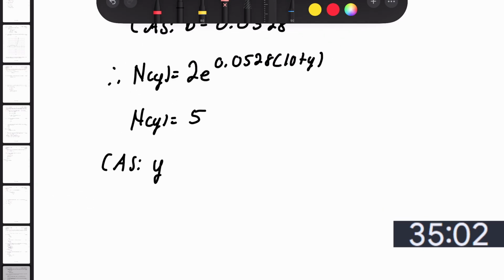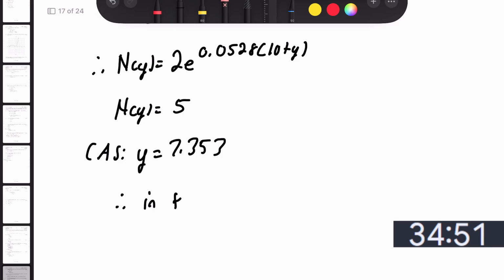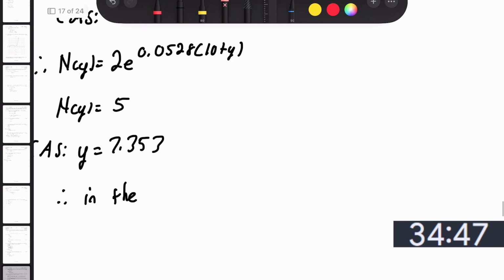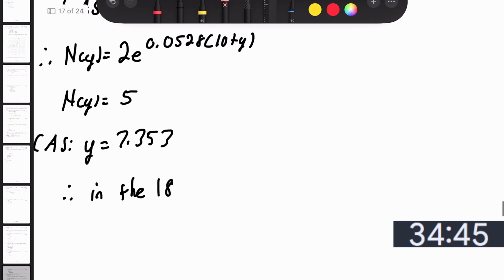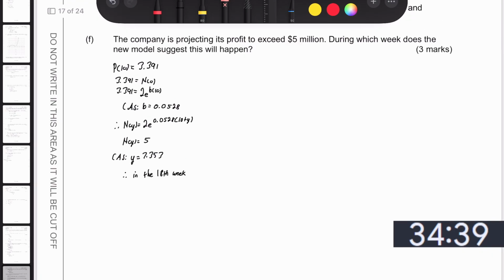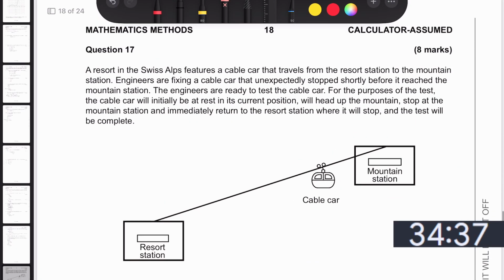So then y is equal to 7.353. Therefore, I'm going to have 7 plus 10 weeks, so in the 18th week. In the 18th week. Okay.